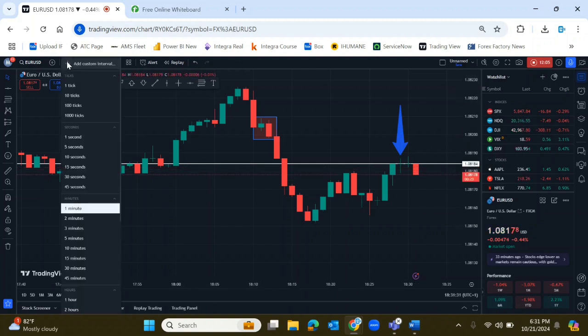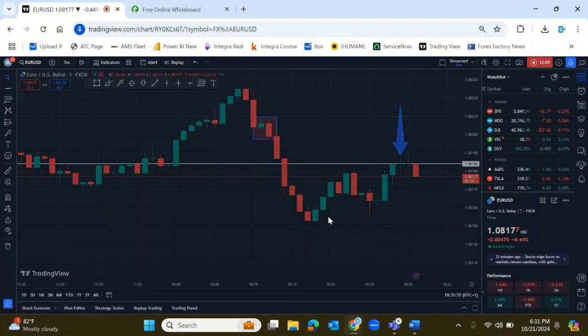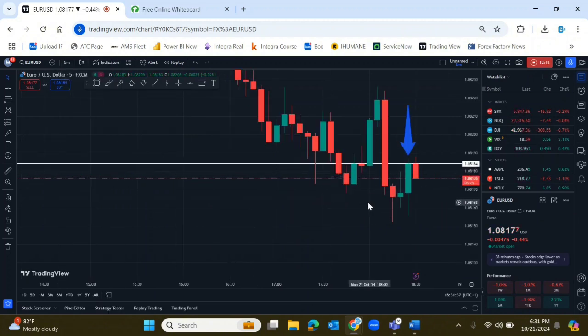Now let me change it to, let's say, 5 minutes time frame. You will now discover what the price has been doing. All that this price has been doing in that 1 minute time frame, it has been coming down. It doesn't matter whether the price goes up, comes down, goes up, comes down. It will keep on moving within the same candle until that 5 minutes elapses. That is when it will form another new candle. So that is what time frame means.